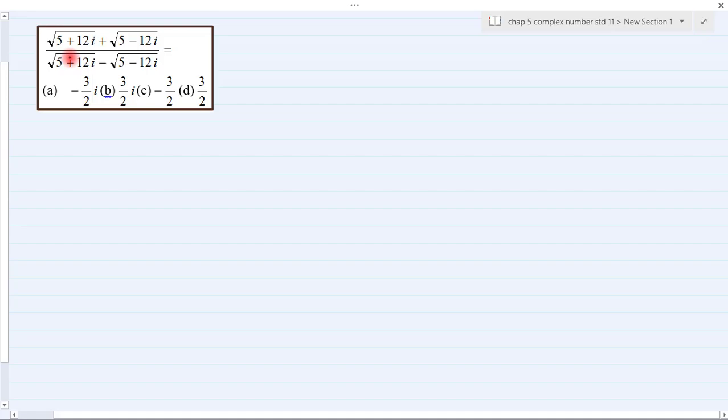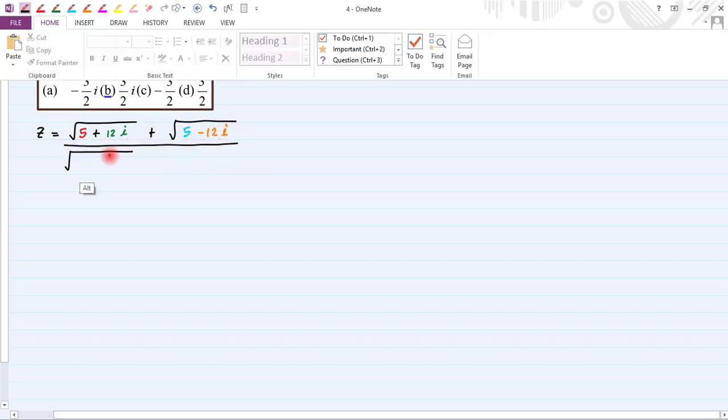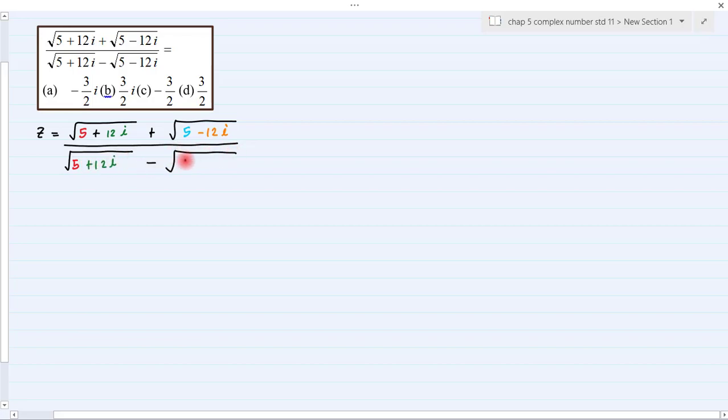In this question, we have to simplify √(5+12i) + √(5−12i) upon √(5+12i) − √(5−12i). Now, to simplify this complex number, we have to multiply and divide by the conjugate of the denominator, which is √(5+12i) + √(5−12i). Same thing, you have to multiply with the numerator.